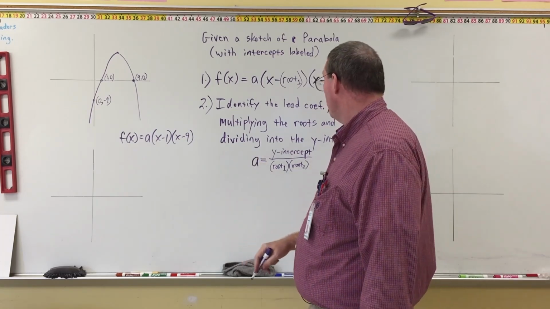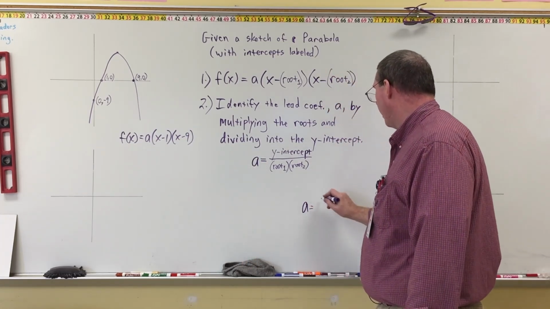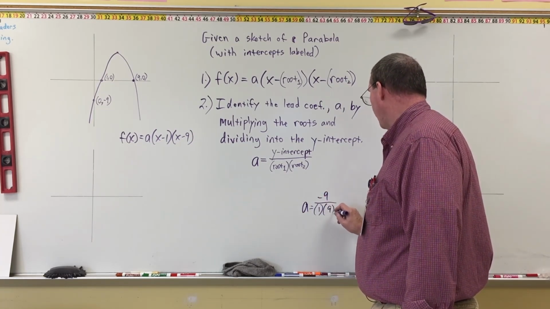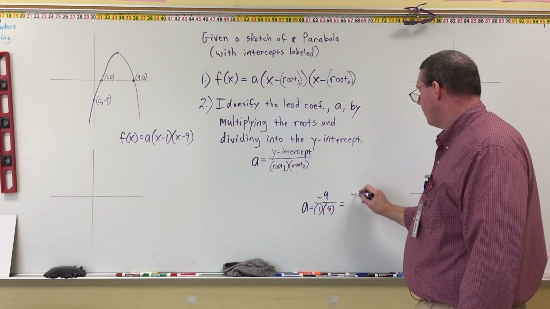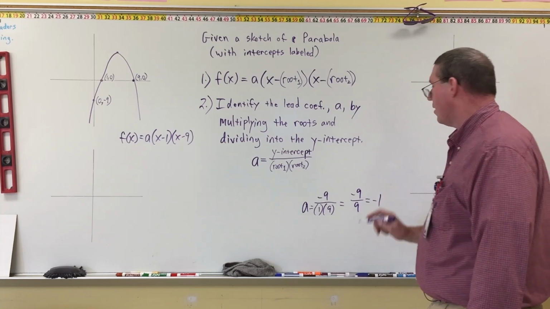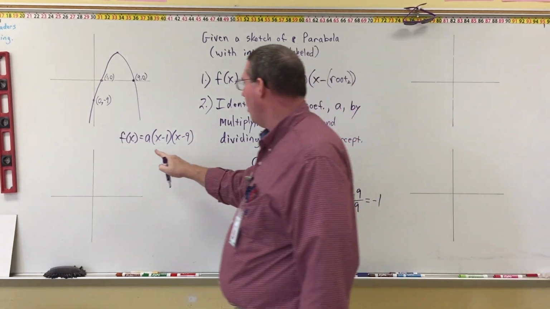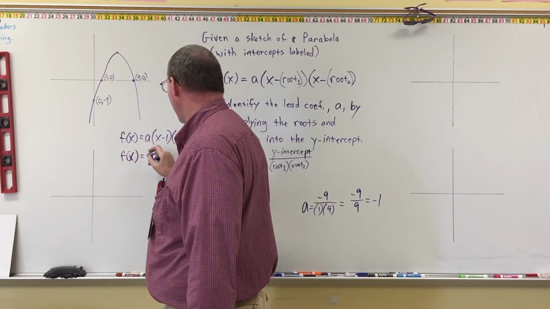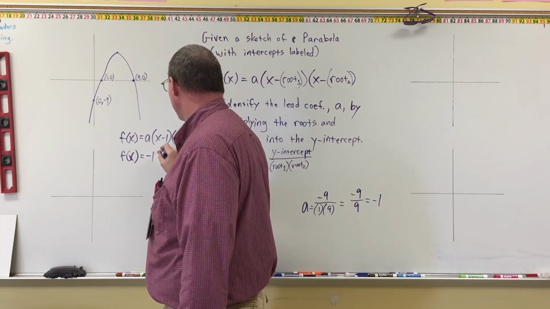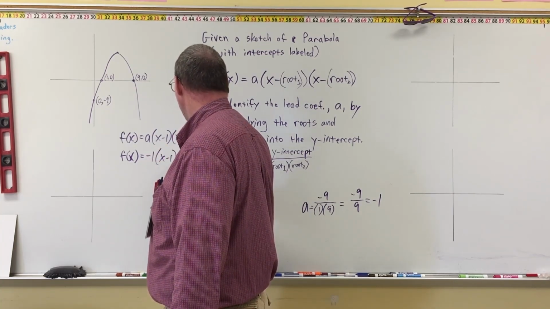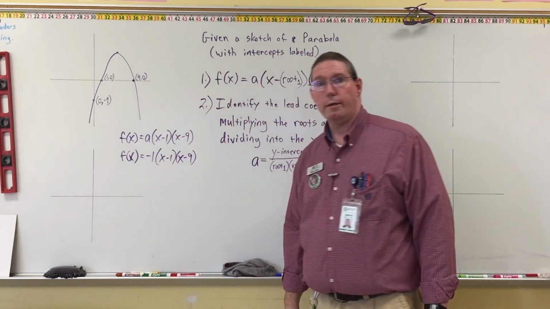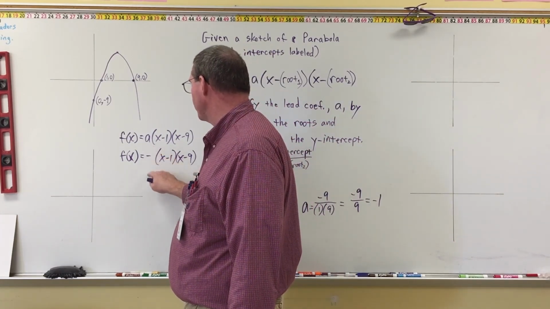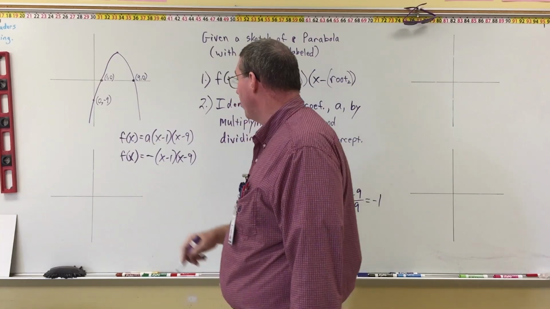So over here, a is going to be equal to, the y-intercept is negative 9 divided by root 1 is 1, root 2 is 9, and 1 times 9 is 9. So we have negative 9 divided by 9, so a is negative 1. And so what we now have is f of x, and we're going to replace a, is equal to negative 1 times x minus 1 times x minus 9, and we're done identifying the function. Now note, we don't have to put negative 1, we can actually just put a negative. So this is that function.